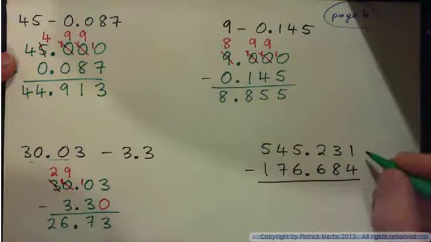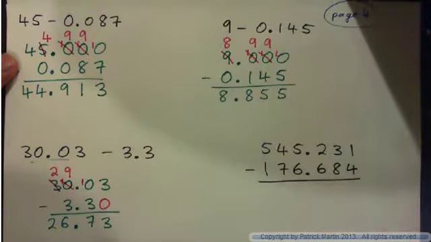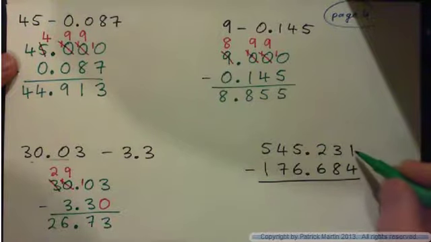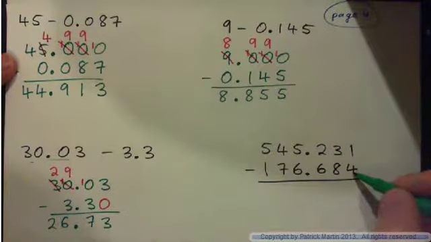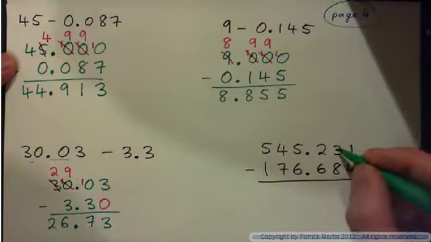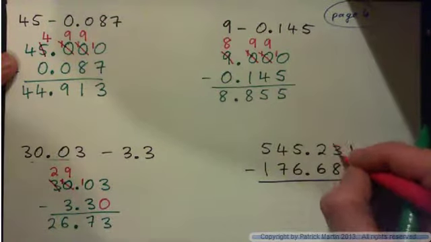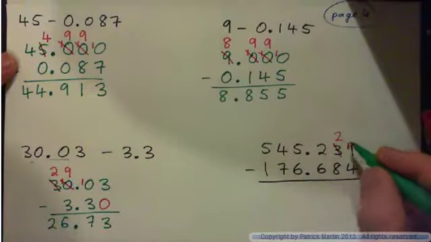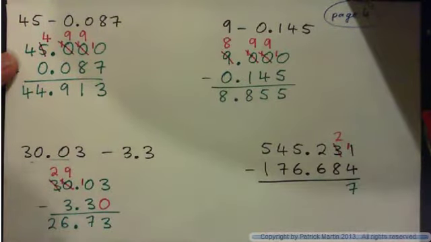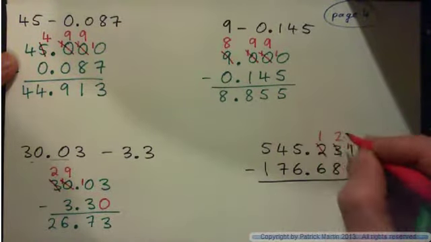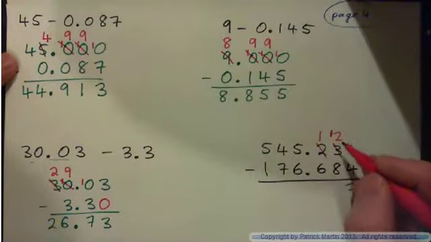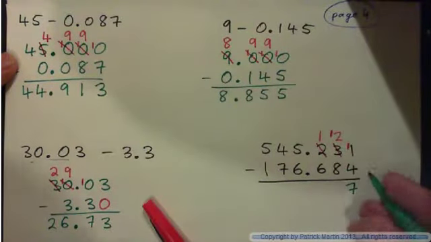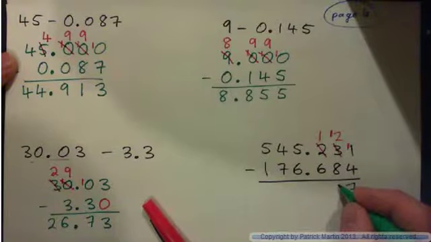Okay, so I'm going to do it slowly now, and I hope you've tried it already. 1 minus 4 isn't going to work. I've got to borrow from here. Turn that into a 2. This becomes 11. So 11 minus 4 is 7. Okay. So 2 minus 8 isn't going to work. Got to borrow from here. That becomes a 1. Bring another 1 over here. Right. 12 minus 8 is 4.